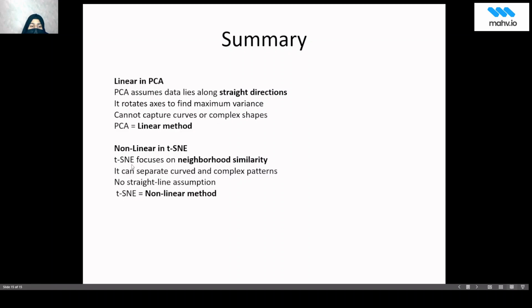Non-linear in t-SNE focuses on neighbor similarity, as I told you. It can separate curved and complex patterns, with no straight line assumption. So in t-SNE there is no straight line assumption, and non-linear and curved patterns are easily recognized. While in PCA we assume that our data lies along a straight line, and the line is rotated in such a way that we have maximum variance.